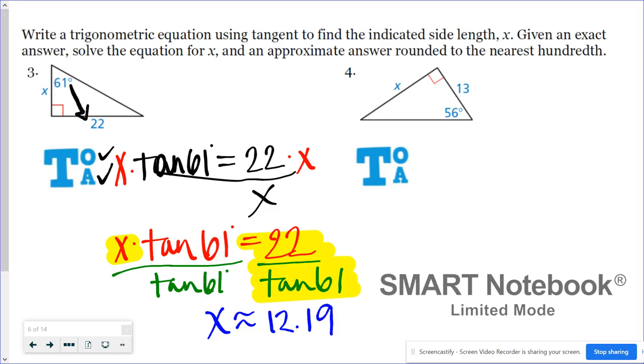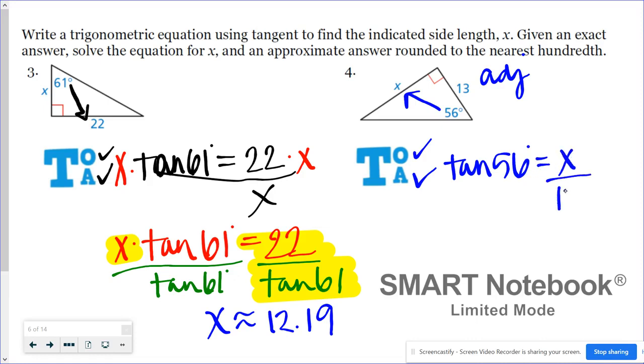Okay, so let's take a look at another one. So number 4, I'm already telling you to use tangent, but do you see why? The angle we're working with is 56 degrees. What do I know? I know the side adjacent to that angle. What do I want to know? I want to know the side opposite that angle. So of course, I'm using tangent. So I'm going to write my tangent equation. I'm going to say tangent of 56 degrees is equal to the opposite over the adjacent.